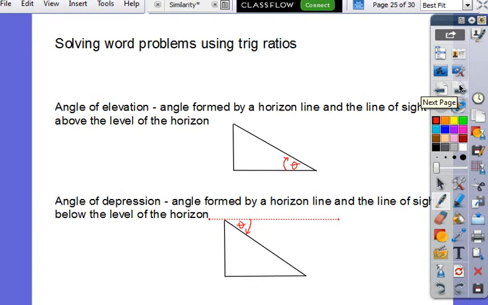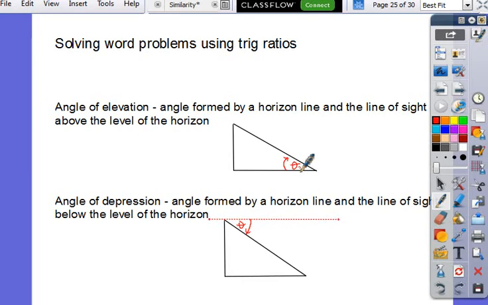All right, this part right here, we've got to get these because they normally have at least 5 or 6 of this type of stuff. Angle of elevation. Elevate means what? Go up. So I start at the bottom and I go up. There's the angle of elevation. It's always in this bottom right corner.